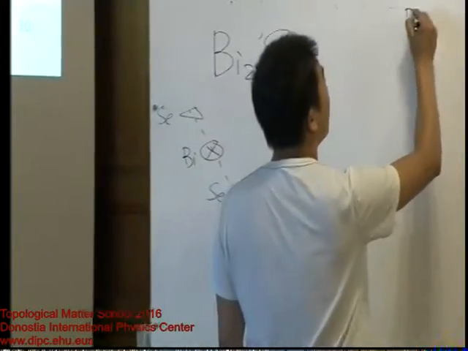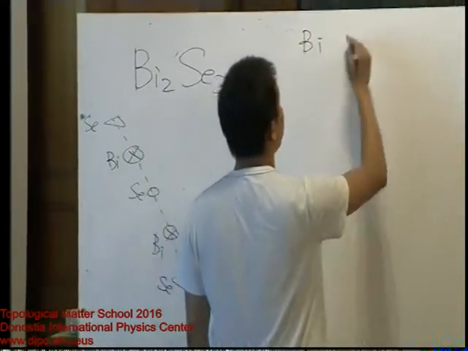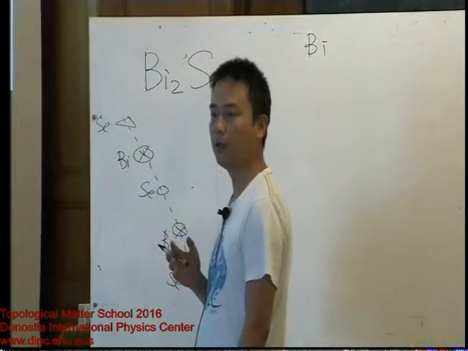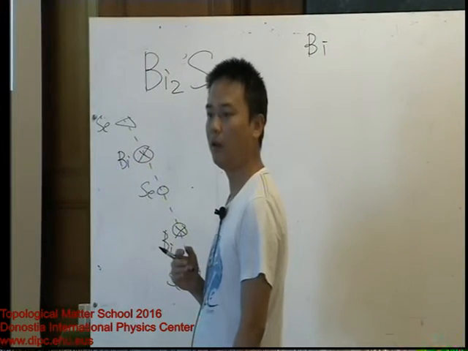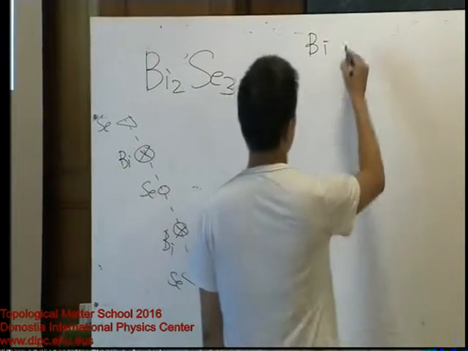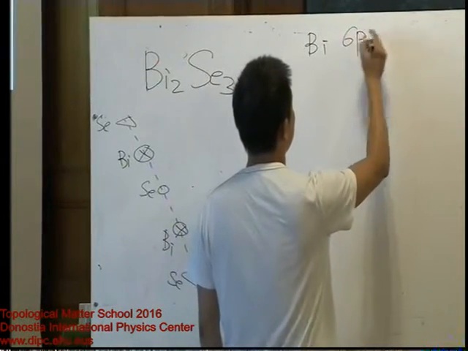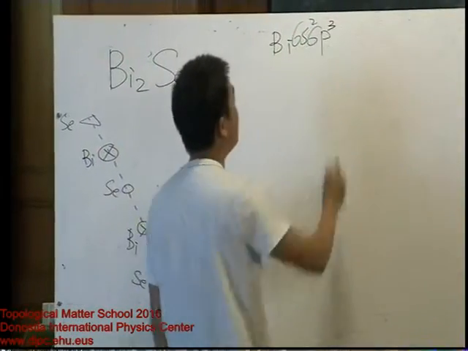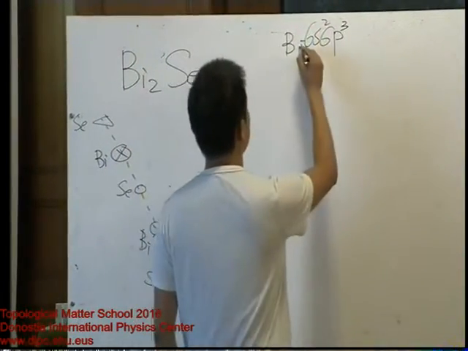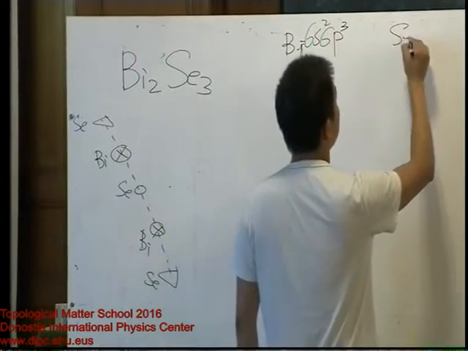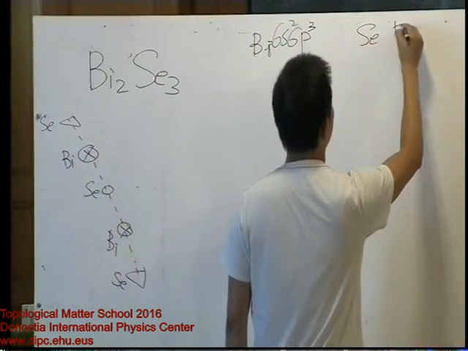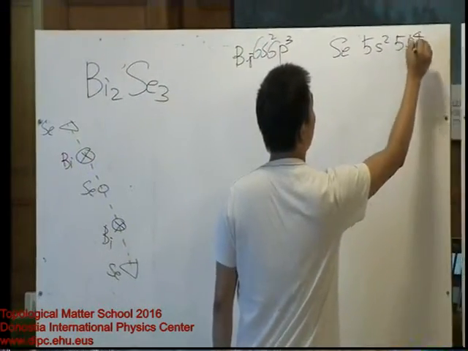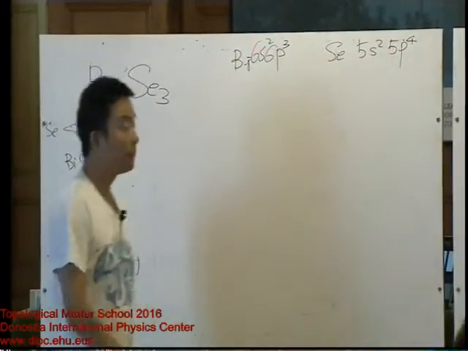Bismuth, at the atomic level, has 6p orbitals, maybe 5p, it doesn't matter too much. It is 6s2, 6p3, so it has 5 valence electrons. Selenium has a little more, maybe 5p4. It has 6 electrons.